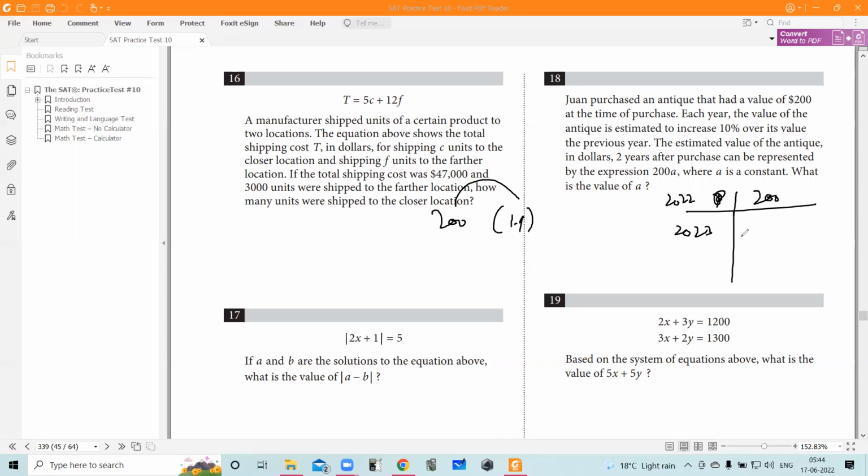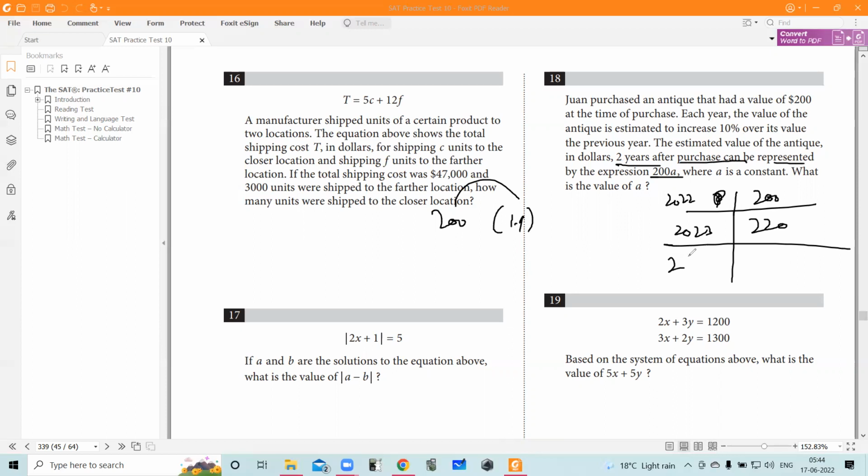Right, 220? 220, yeah. All right, so that is how much it's increasing, and then it'll be increasing 10% again and again. They're telling you the estimated value of the antique in dollars 2 years after the purchase can be represented by the expression 200A, where A is a constant. What's the value of A?